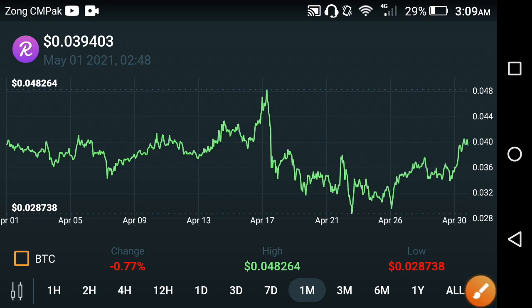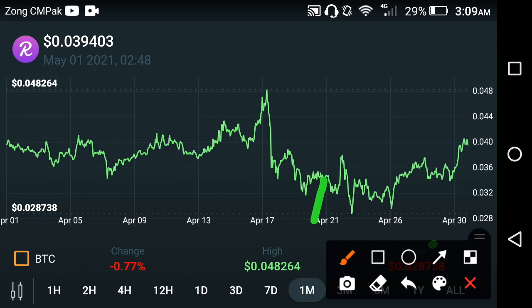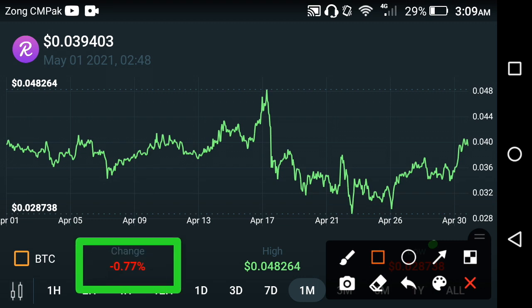As you can see here, that is the last 1 month price prediction chart on the screen. If we look at the price change in Refinance coin, oh my god, the change is negative 0.77%. But don't worry, as you can see here at this point there is a jump, so that means the new month of Refinance coin is the best month, the lucky month of Refinance coin. Only jumps occur in this month, friends, so please enjoy these jumps of Refinance coin.